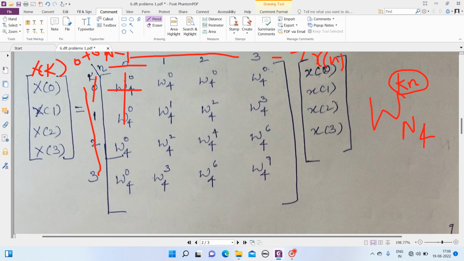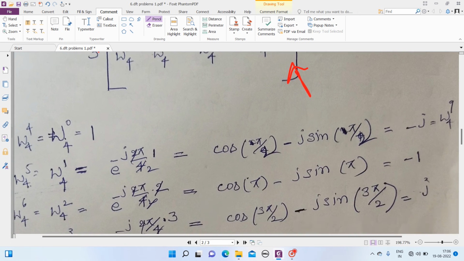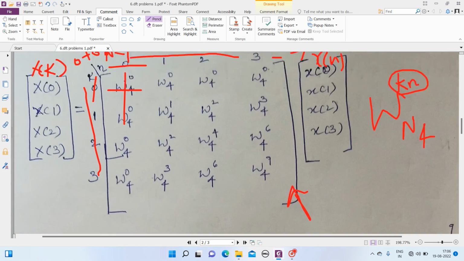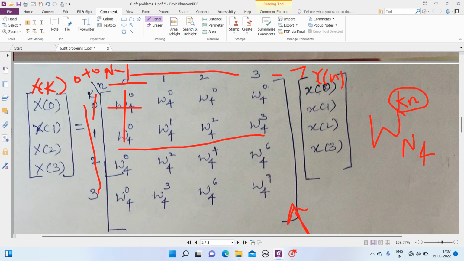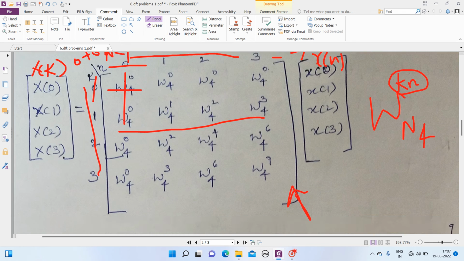Okay. Now the main thing is we have to find out the twiddle factor values. First we have to find out the first 4 twiddle factors. Then the other twiddle factors are easy to calculate based on these 4 twiddle factors. By using the periodicity property, we can easily calculate the other twiddle factors. So first we need to calculate these first four twiddle factors.